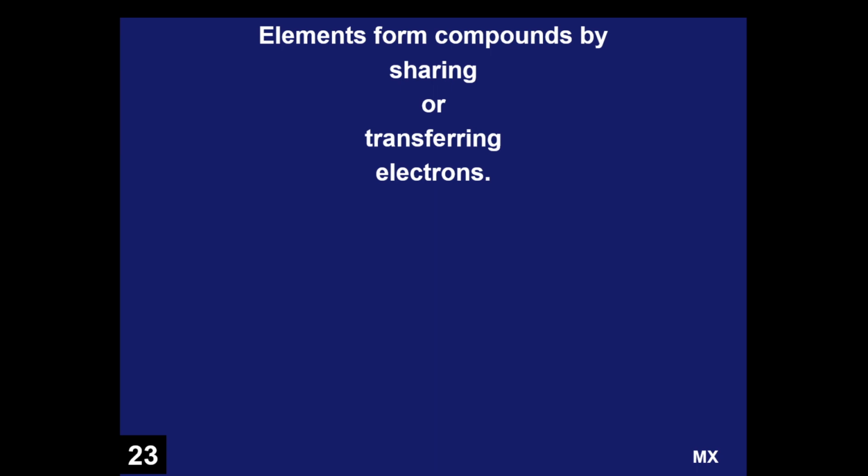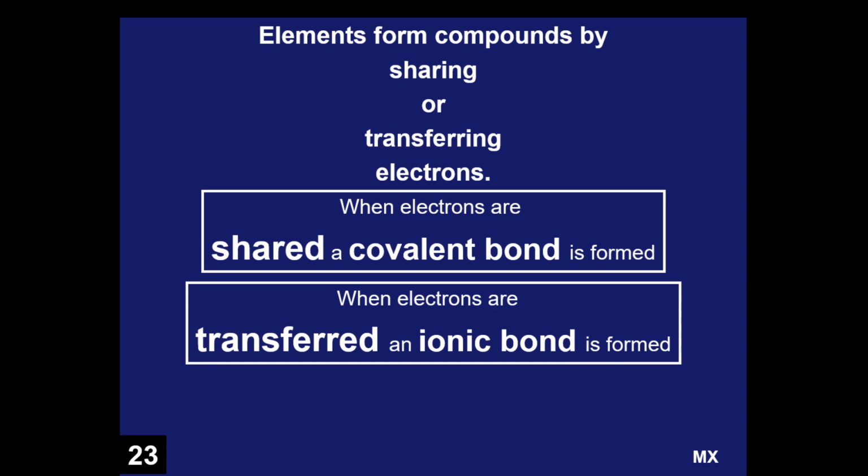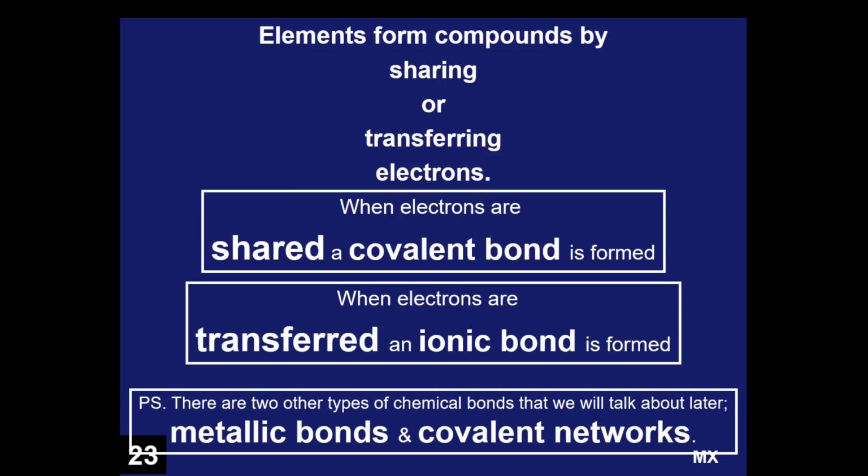Okay. So elements form compounds by sharing or transferring electrons. When they share electrons, they form a covalent bond. We'll talk about that soon. And when they transfer, they form an ionic bond. Okay, and there's metallic and covalent bonds for later on in the chapter. Okay, so that is the end of section 1A.